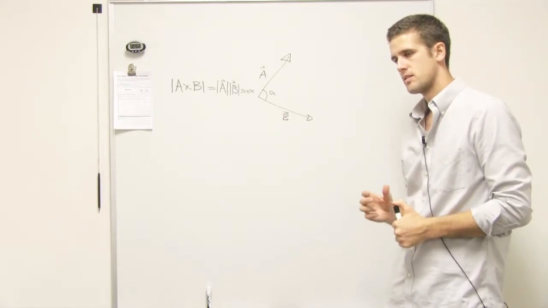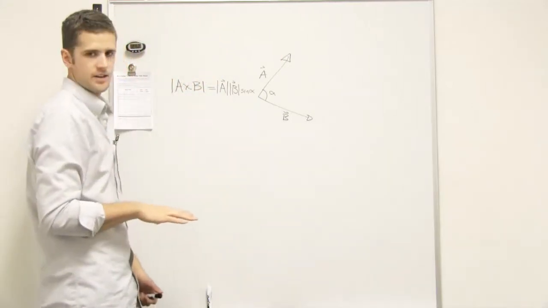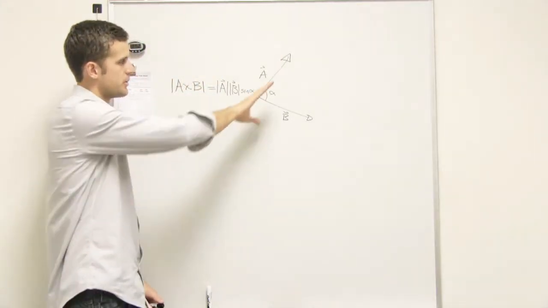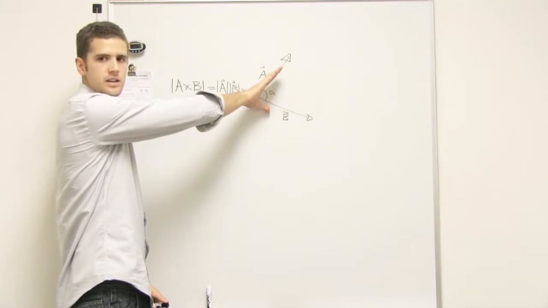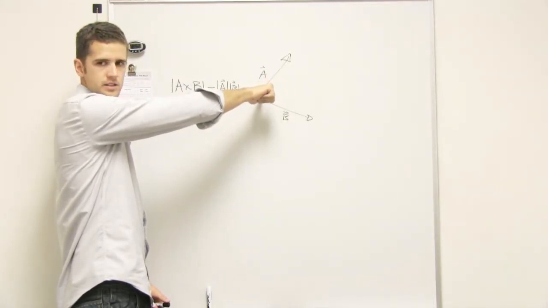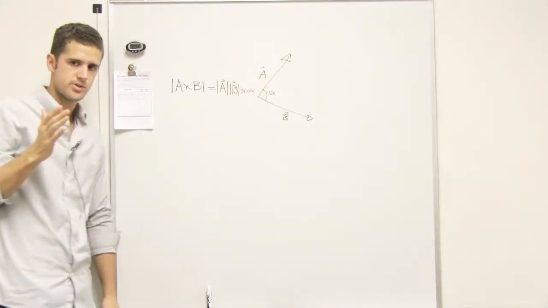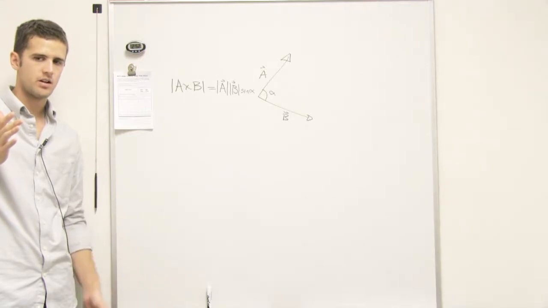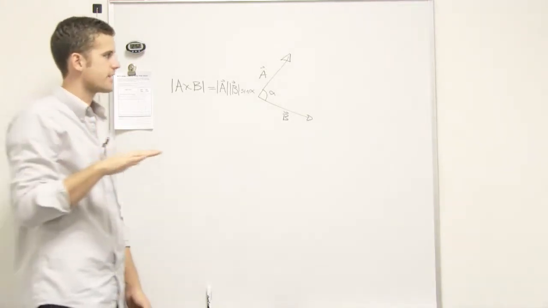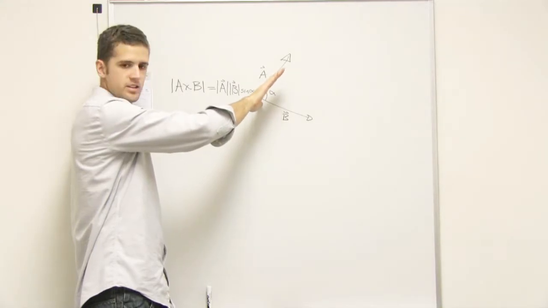Okay? So the way we figure that out is you take your first vector and you put your fingers on it, and then you curl your fingers towards the second vector. That make sense? This is called the right hand rule. It only works with your right hand. Your left hand will get it wrong. But if you take your right hand, you put it on the vector, the first vector.